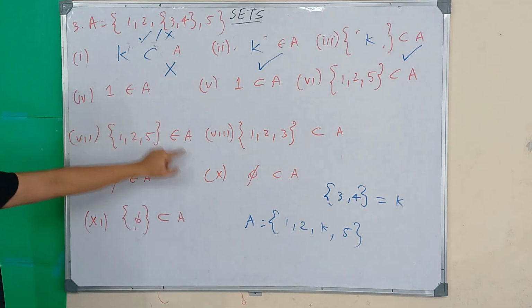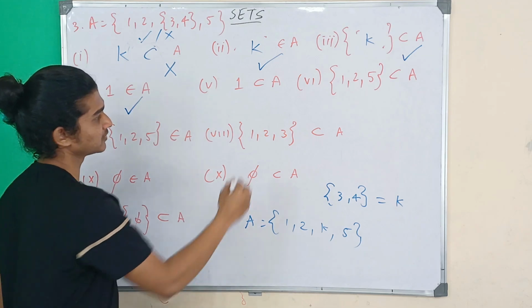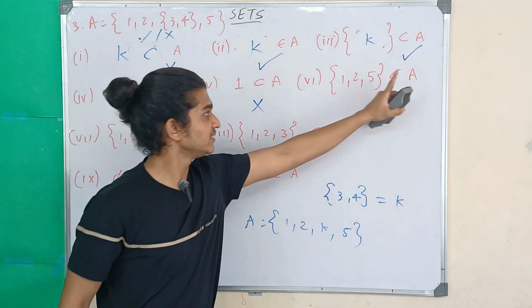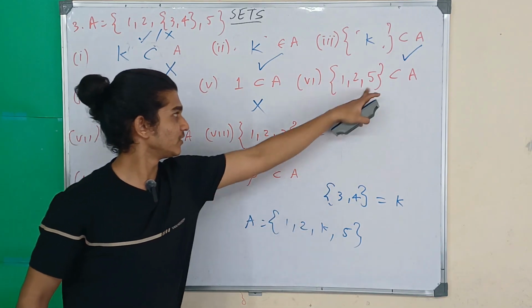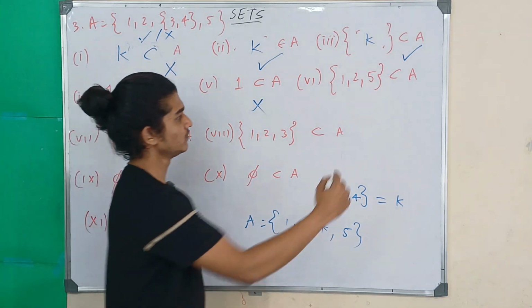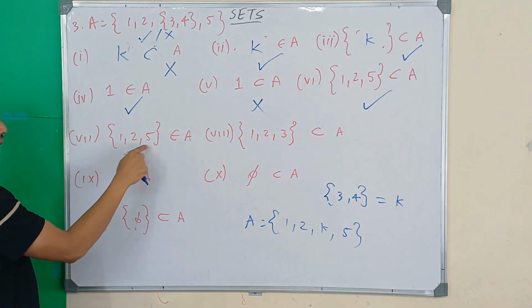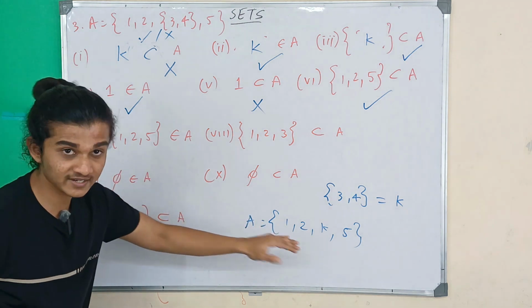So 1 belongs to A. Yes, 1 belongs to A. True. 1 is a subset of A? No, 1 is not a subset of A. And the next one is {1, 2, 5} is a subset of A. Is 1 there? Yes. 2 is there? Yes. 5 is there? Yes. So this statement is true or correct. Here we have {1, 2, 5} belongs to A. No, this set is not there inside the set.